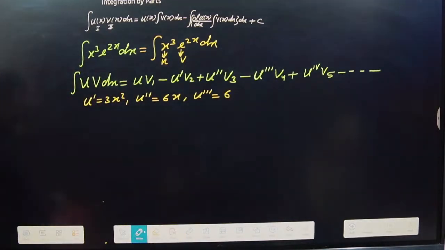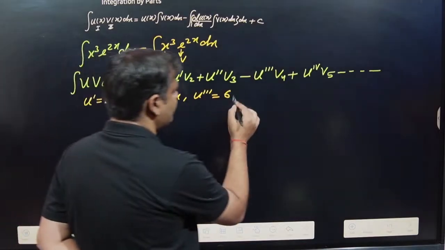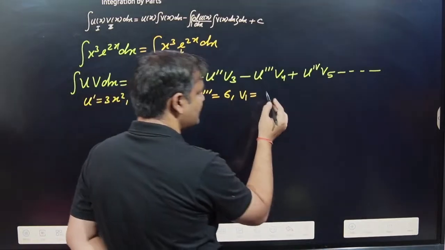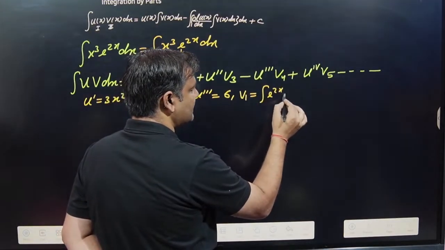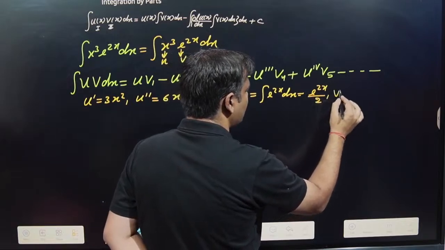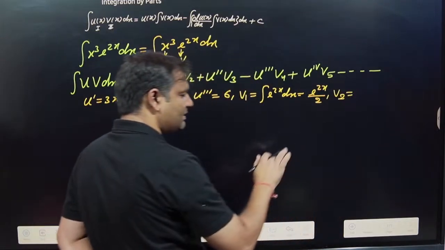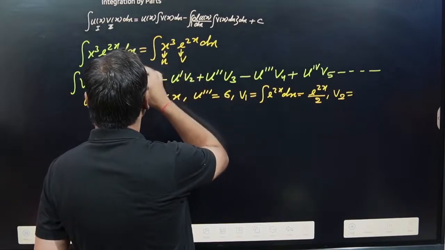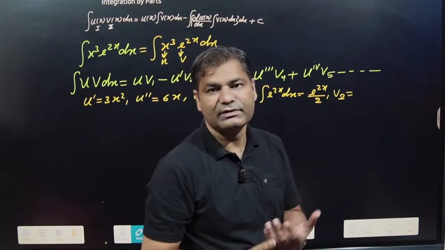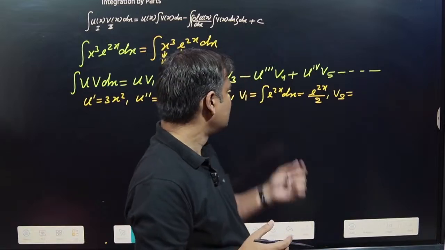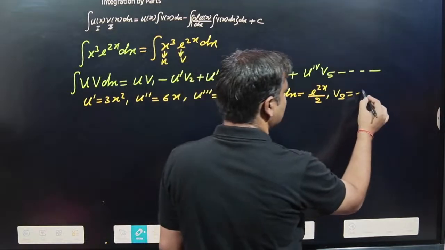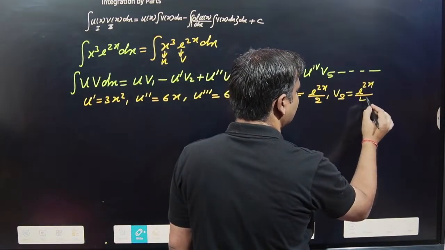After that we focus on v1, means integration of e to power 2x. Integration of e to power 2x dx is simply e to power 2x divided by 2. So v2 means double integration of v, or you can say integration of v1. Now this one integrate, then we get e to power 2x divided by 4.